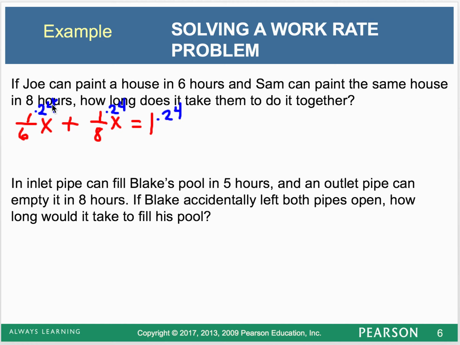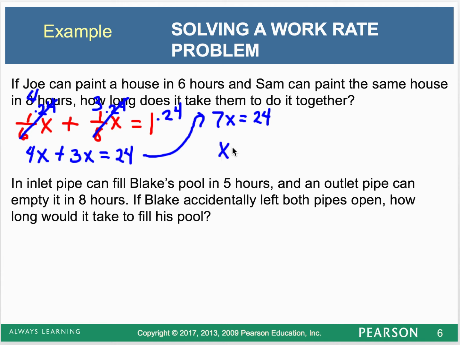Okay, so now 24 divided by 6 leaves 4. So this becomes 4 times x. 24 divided by 8 leaves 3. So that's 3 times x. And 1 times 24 is 24. It's now a simple linear equation. 7x equals 24.